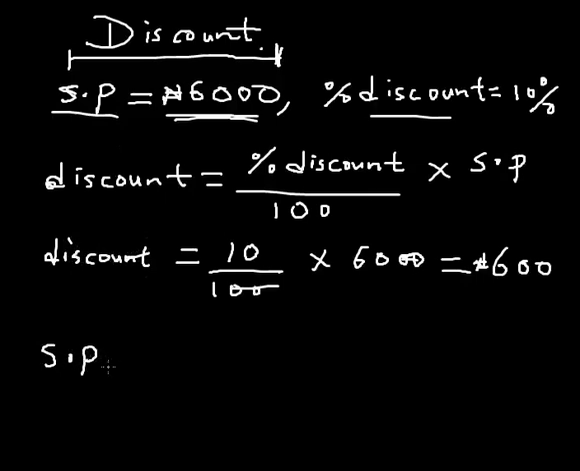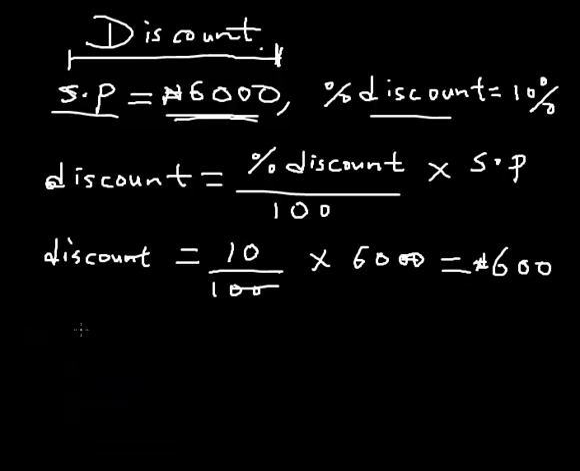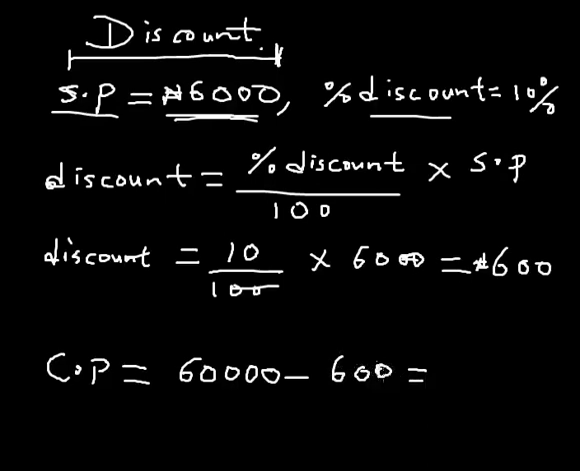At that point, if the person needs to buy now, what it actually costs him is the original selling price minus the discount. So what he will be paying for that goods is going to be equal to 5,400 naira against the original 6,000. So this is a basic application of percentage.